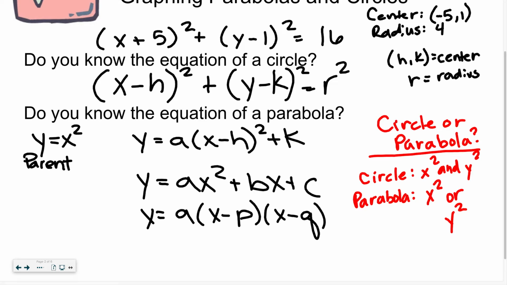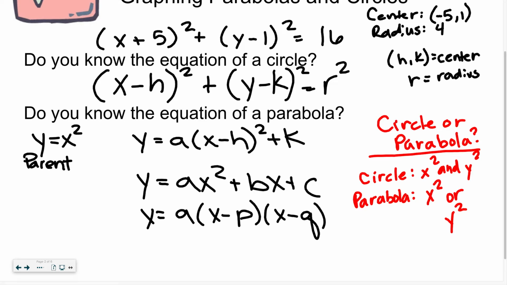What if you had a U that opened right? Or a U that opened left? Would it pass the vertical line test? Nope. So the y squared parabolas that we're going to graph today are going to be parabolas on their sides, which you've probably never seen before.